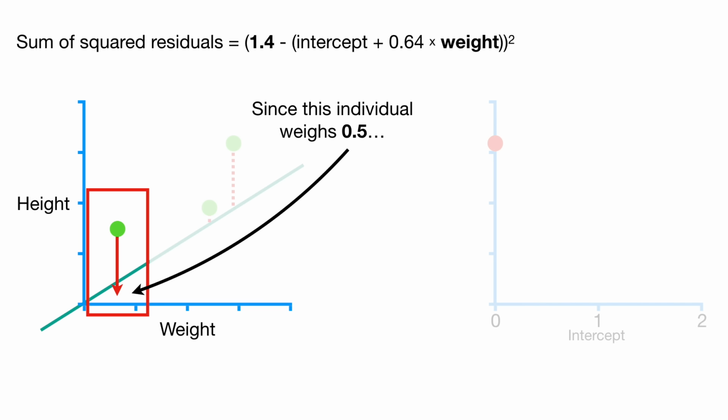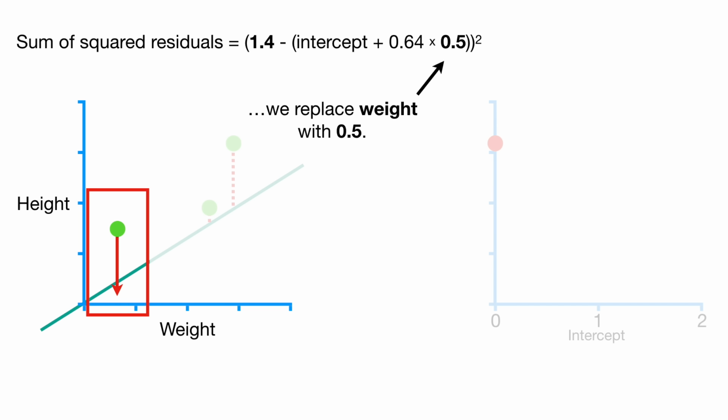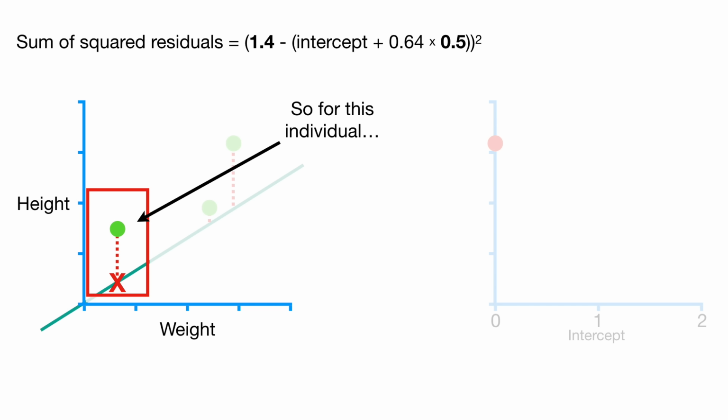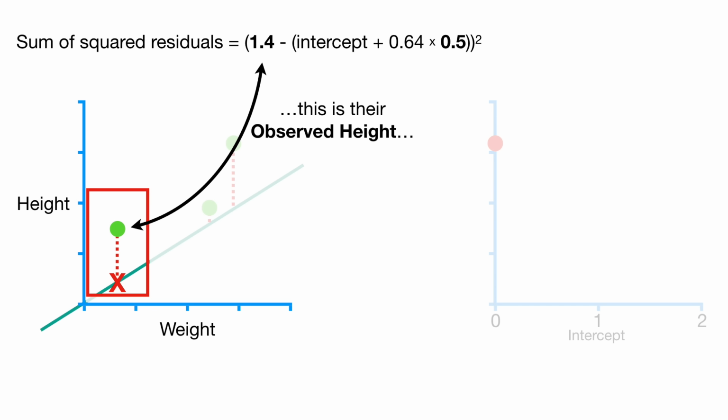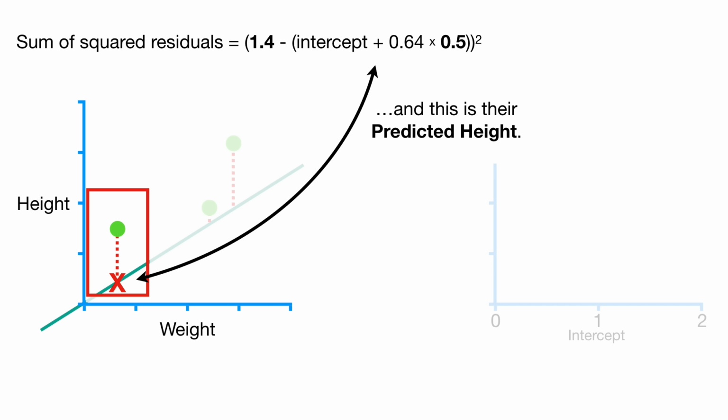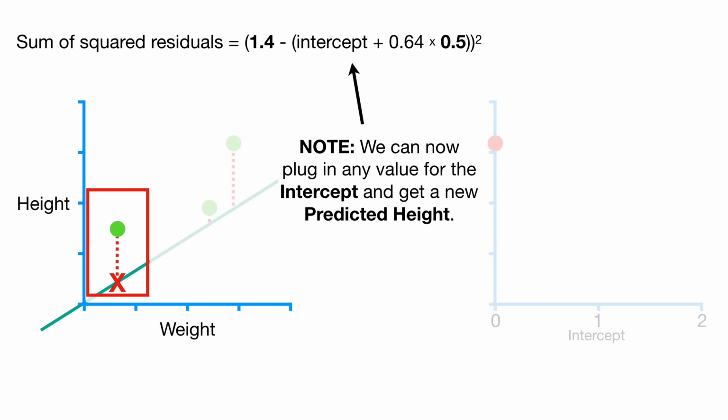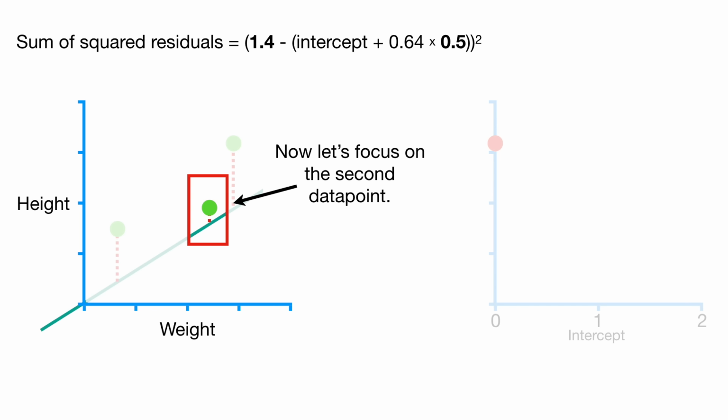Since the individual weighs 0.5, we replace weight with 0.5. So for this individual, this is their observed height, and this is their predicted height. Note, we can now plug in any value for the intercept and get a new predicted height. Now let's focus on the second data point.